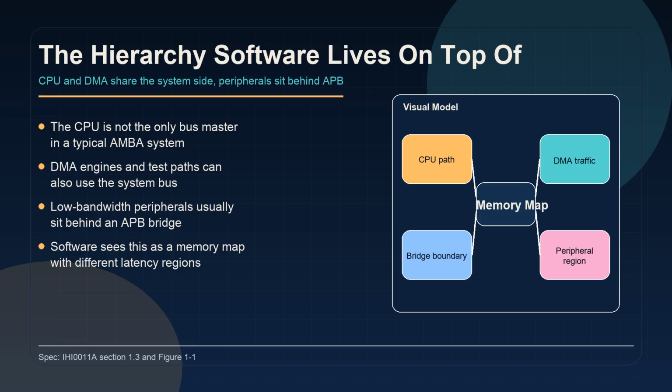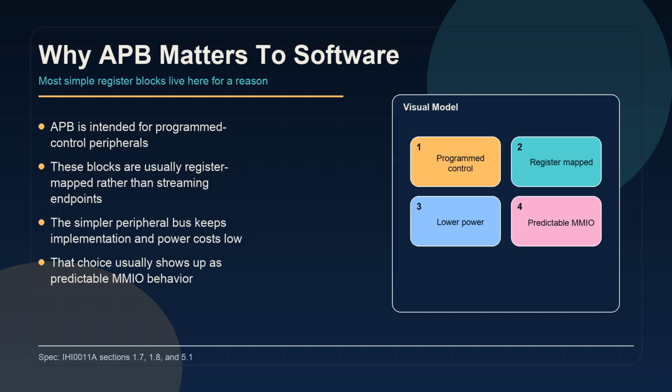Many low-bandwidth peripherals live behind an APB bridge, which is why some regions behave like simple register banks instead of memory system fast paths. The biggest software-relevant point in this document is why APB exists. It is meant for program control peripherals with simple register maps, not for high-bandwidth data flow. That design choice is why many timers, UARTs, and similar blocks feel straightforward to program, even when the system bus behind them is more complex.